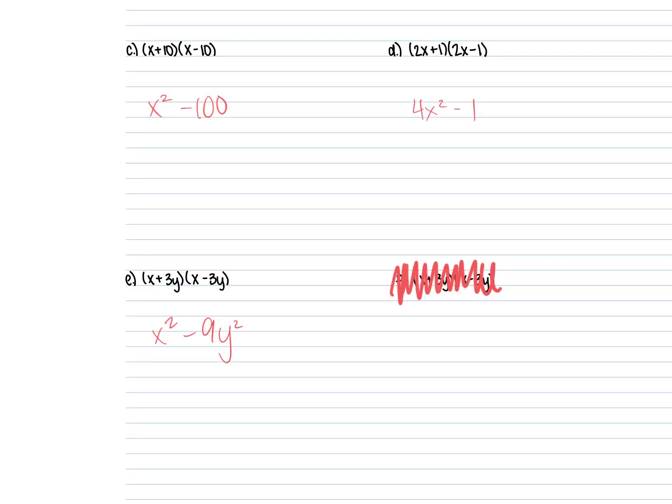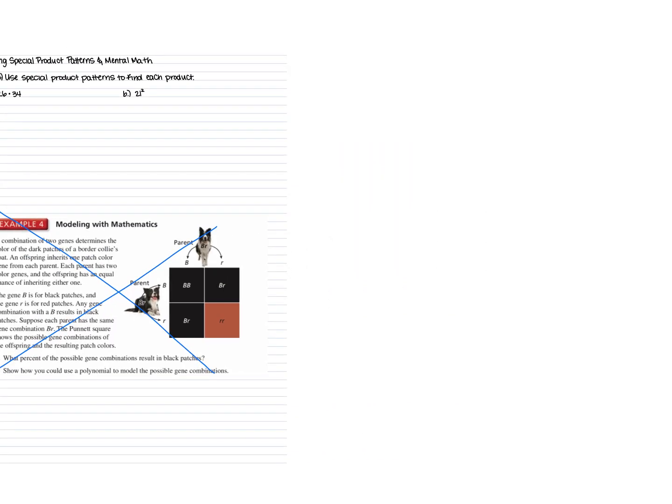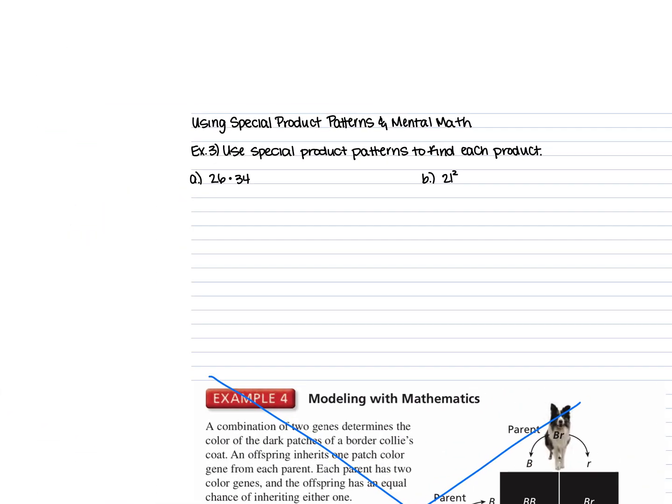Okay, so what was this method called? Sum and difference, because there's going to be a plus sign and a minus sign. We're going to do one more thing. Go to the very last slide. So go back to the previous slide.